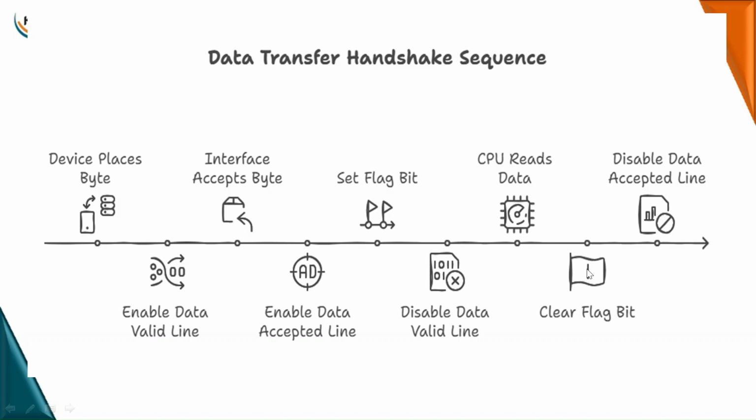Whenever the flag bit is cleared to 0, the corresponding interface unit will disable the data accepted line. So this ends the transfer of one byte of information. The next byte, the next character, will be taken from the keyboard, and again it can be placed into the corresponding data register of the interface unit. This is how a data transfer handshaking sequence works between the CPU, interface unit, and input output peripheral of a computer.